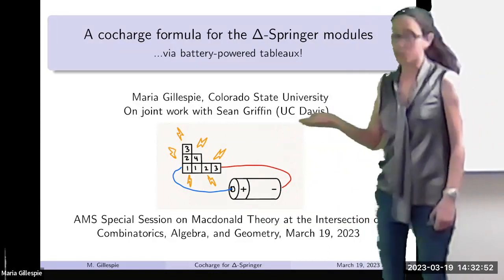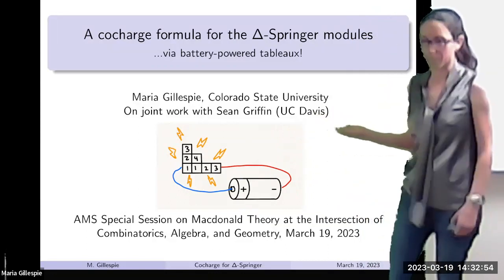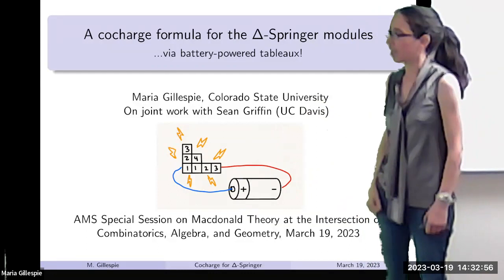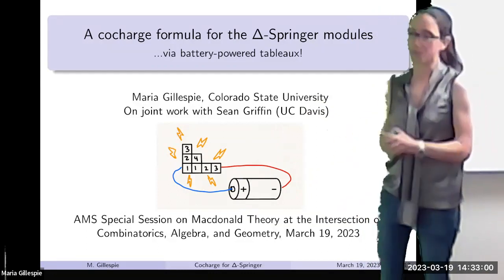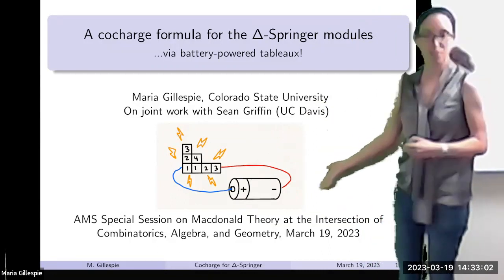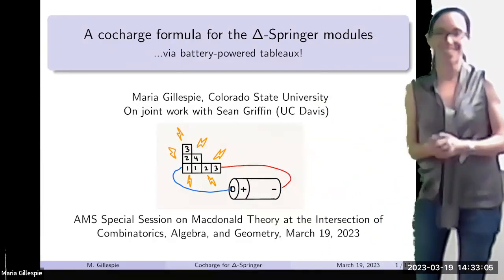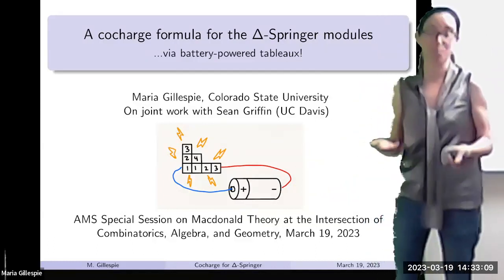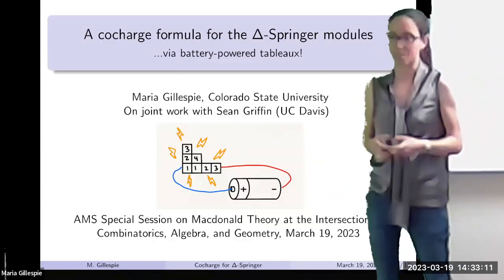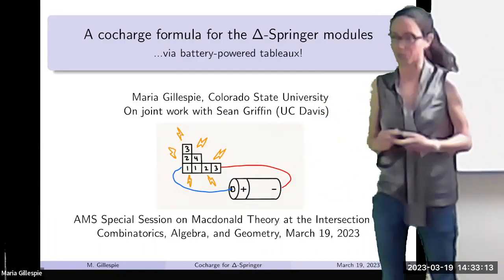I'm going to talk about a cocharge formula for the delta Springer modules that Sean Griffin and I worked out. It's a conjectural formula, but we have a lot of special cases, as we'll see. So here is a battery-powered tableau, or at least a funny picture of one. There's actually going to be a thing called a battery-powered tableau that we're going to compute the cocharge of to get the graded Frobenius of the delta Springer modules.